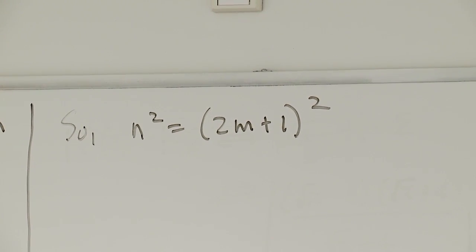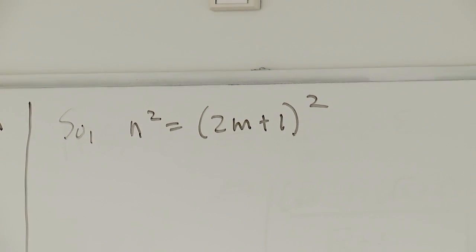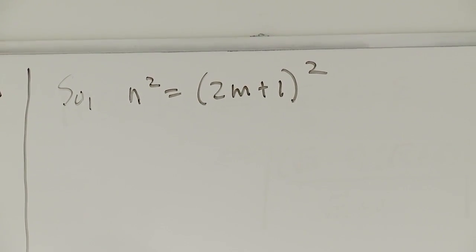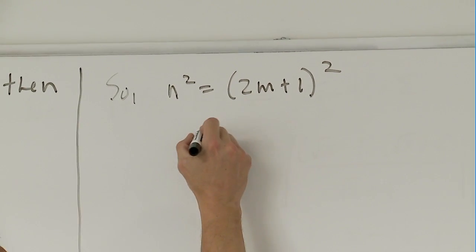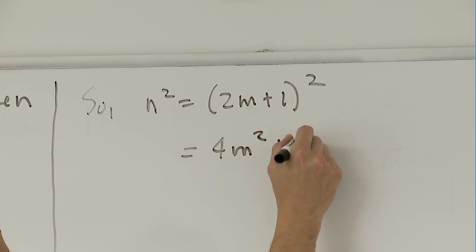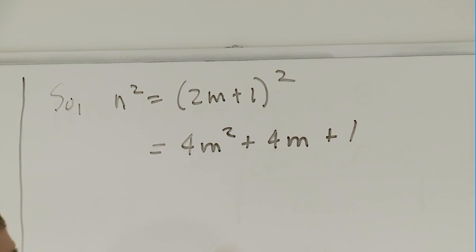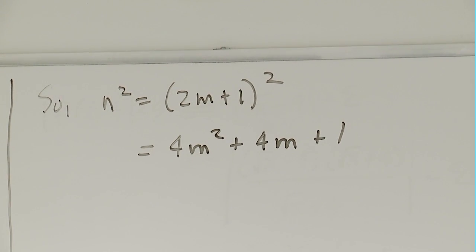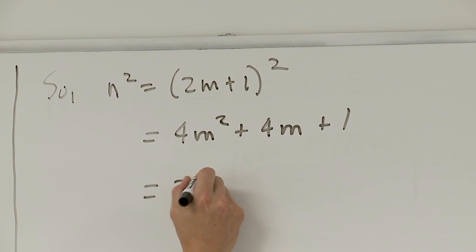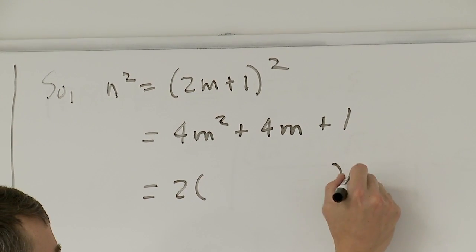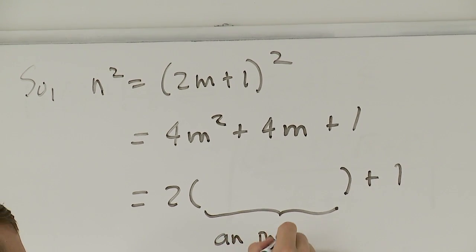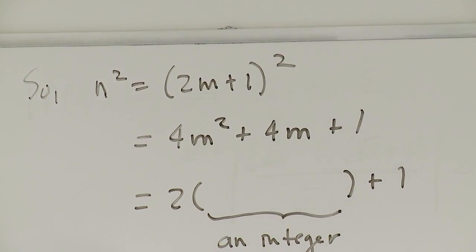Odd, right? So somehow I want to show that this is also of the form 2 times an integer plus 1 more. So let's see if we can do this. If I multiply this all out, I get what? 4m squared plus 4m plus 1. And I'm hoping that I can write that as 2 times an integer plus 1.